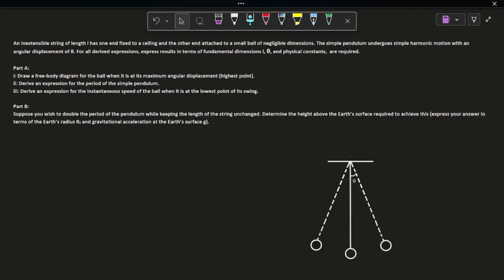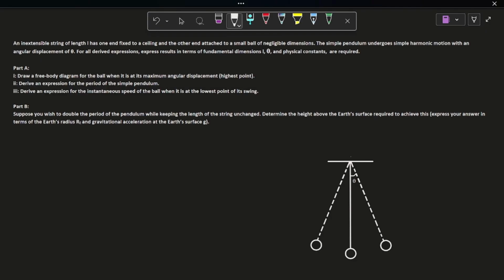Part A. 1. Draw a free body diagram for the ball when it's at its maximum angular displacement, which means when the ball is at its highest position. 2. Derive an expression for the period of the simple pendulum. 3. Derive an expression for the instantaneous speed of the ball when it is at the lowest point of its swing. Part B. Suppose you wish to double the period of the pendulum while keeping the length of the string unchanged. Determine the height above the Earth's surface required to achieve it. Express your answer in terms of the Earth's radius, RE, and the gravitational acceleration at the Earth's surface, g.